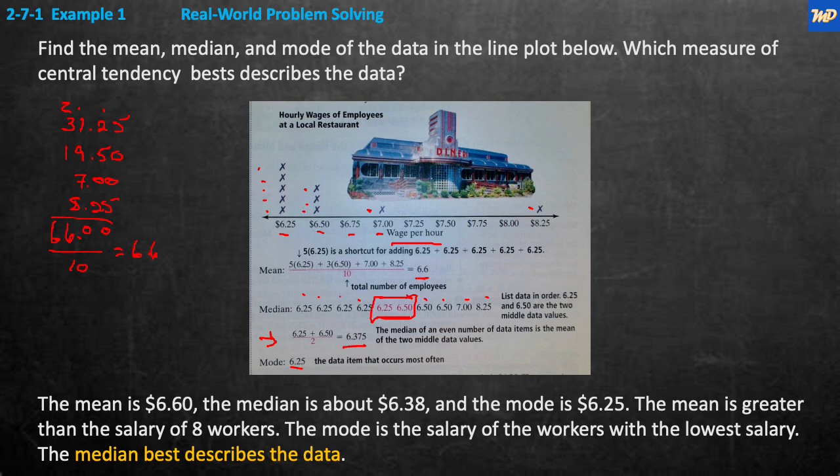And I'm reading down here at the bottom, it says the mean is 660. We determined that right here, 660. The median is about $6.38. What was it? 6.375, I think is what it was. And the mode is 625. That's the one that happens the most often. The mean is greater than the salary of 8 of the workers. So when the mean is way out here at 660, I mean, 8 people make less than 660. So it's not a very good representation of the salary paid to the workers in this chart.